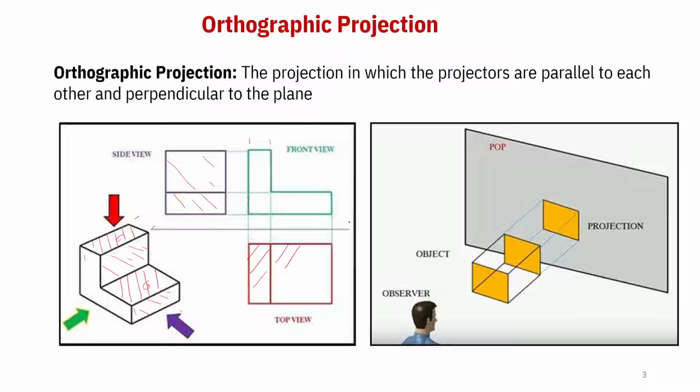In short, if this is the object and this is the observer side, the observer looks towards the object, and these are the arrows coming from the object to the observer. We see that the projection is obtained on this plane. So in this case, the line of sight of the observer is perpendicular to the plane of projection. That's why it is orthographic.